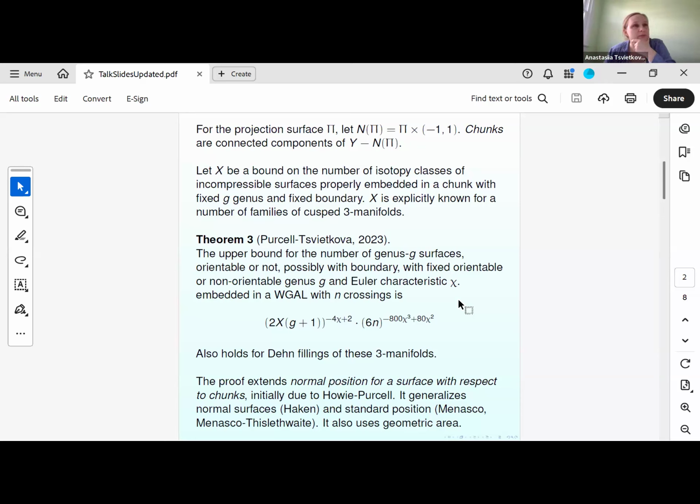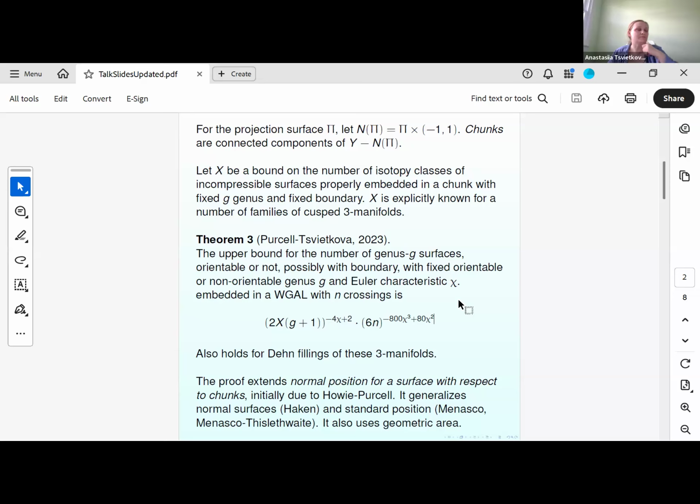Here, however, you don't have to fix a manifold. You just have bounds. It works for all manifolds as one formula. And you really capture what the number of embedded surfaces depends on. It depends on certain topological parameters of the surface and of the manifold, and they're quite simple. These are the number of crossings when you project on the surface, your cusp torus. These are the number of tetrahedra in your chunk, and this is your genus. And all these theorems also hold for the fillings of these cusped manifolds for all but finitely many slopes.